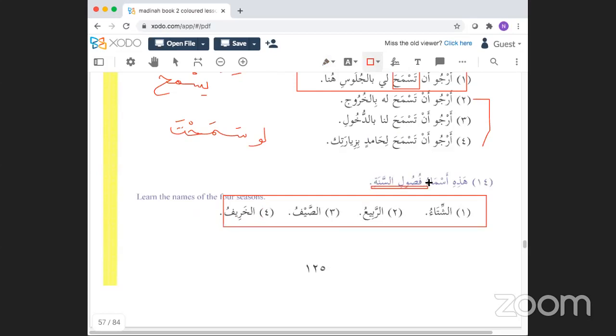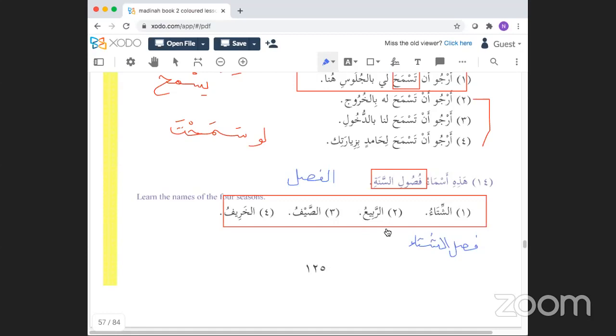Here we have fusul as-sana. Now, you know the word fasl, you've used it all this time to mean classroom, al-fasl. But fasl also means season. So you say fasl ash-shita, which, if you're going to be literal about it, is the winter season.